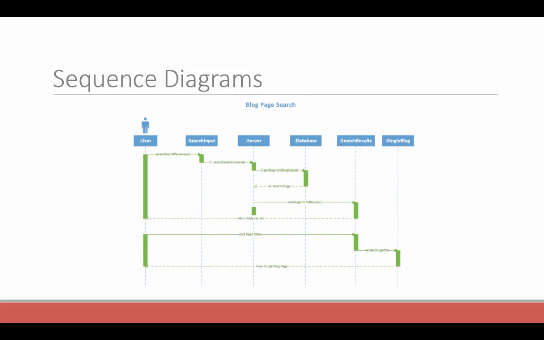And the last one, the blog page search. The user enters a search parameter in the search input. The search input sends a request to the server with that parameter, and the server sends it to the database, and the database returns all the blogs that match that parameter. And after that, the results are sent to the search result page, and there the user can click on a specific result in the read more, and it's going to be rendered to the specific blog.